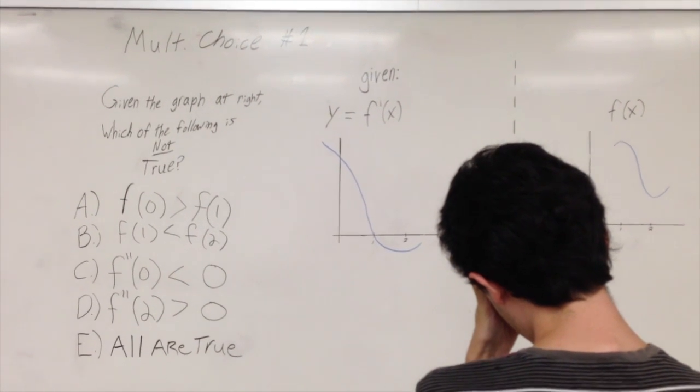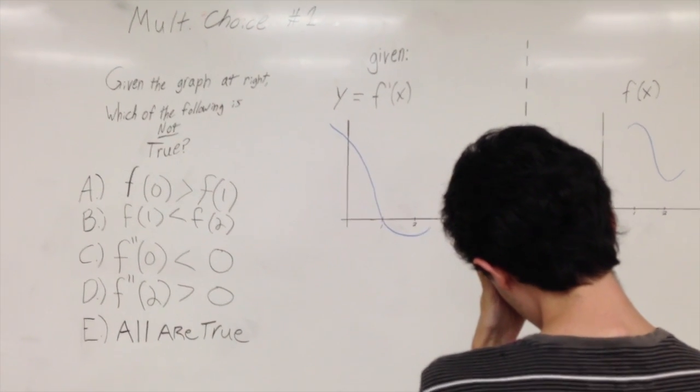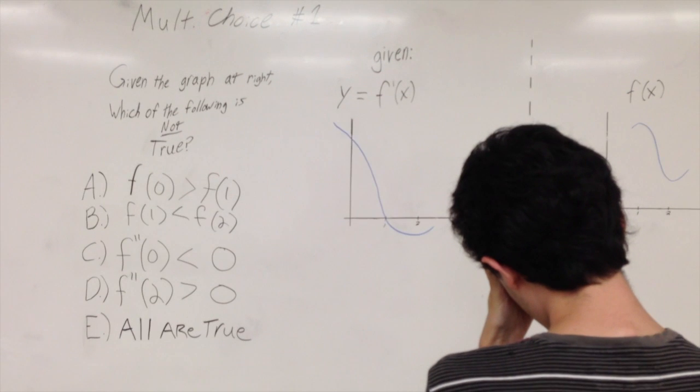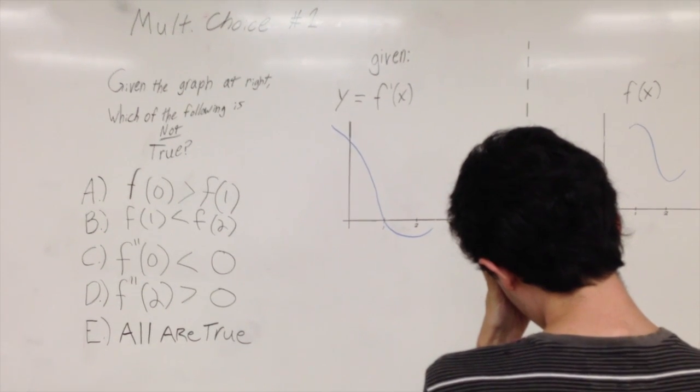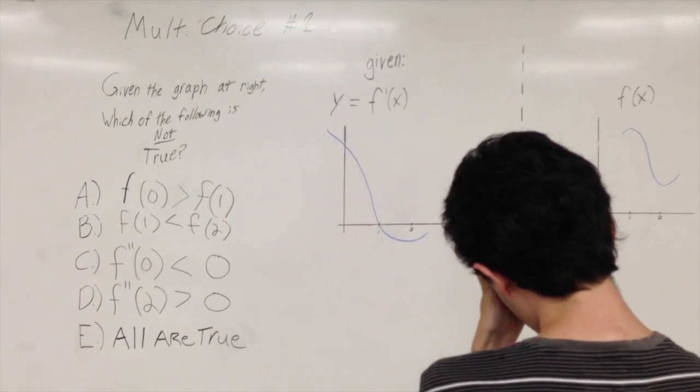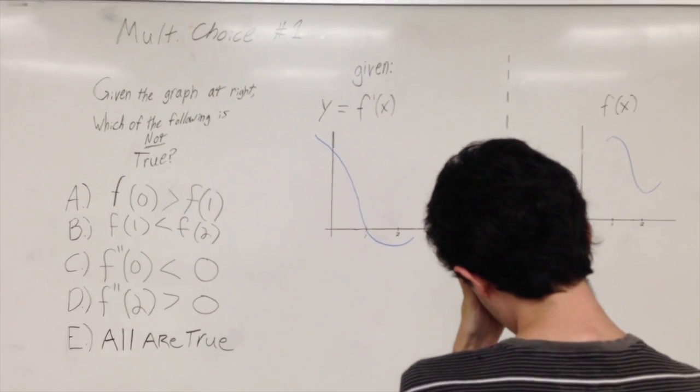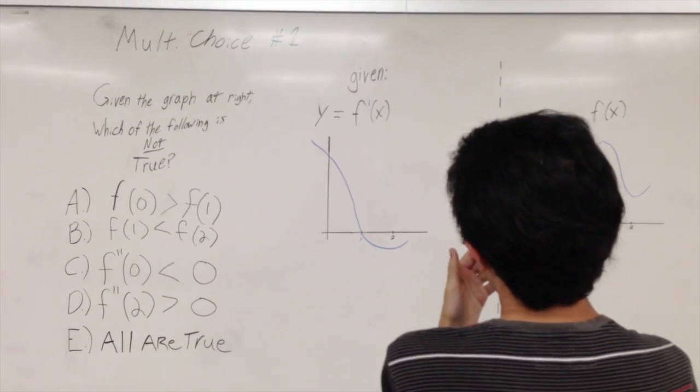Today, Phil and I are going to go over multiple choice number 1. It says, given the graph at right, which of the following is not true? We are given the f prime of x, and Phil is going to talk to us about how to solve this. You ready, Phil? Of course I'm ready.